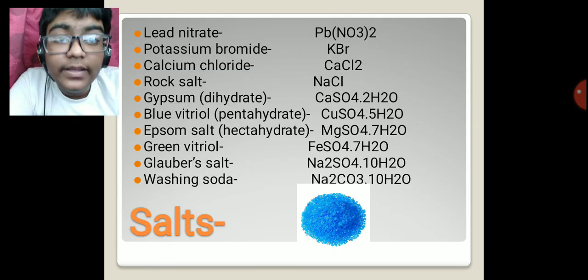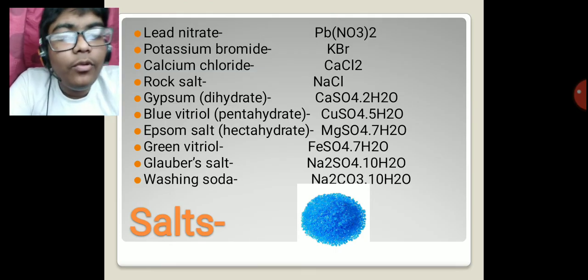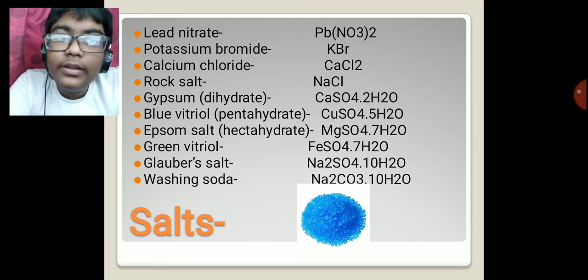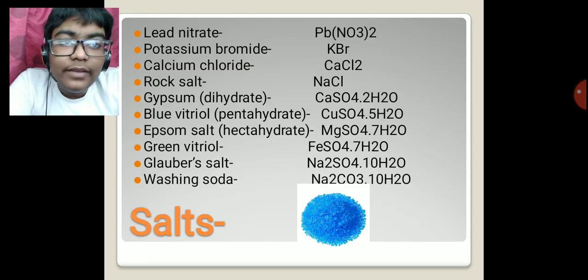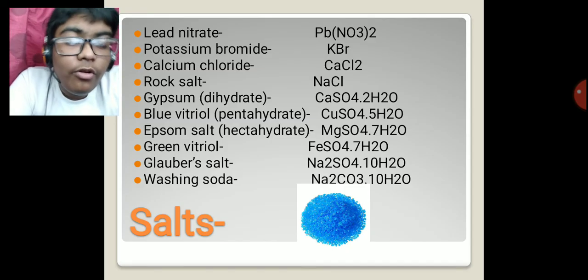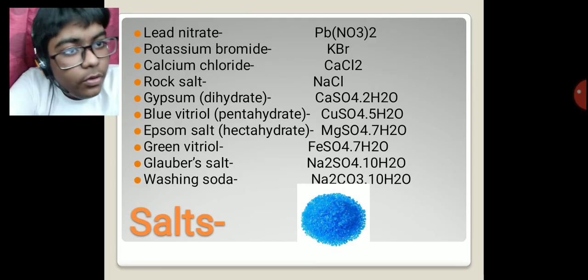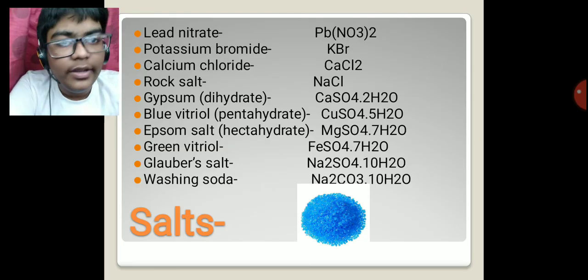Salts: you have lead nitrate, that is Pb(NO3)2, potassium bromide KBr, calcium chloride CaCl2, rock salt NaCl, gypsum, that is a dihydrate, CaSO4.2H2O, blue vitriol, that's a pentahydrate, CuSO4.5H2O, Epsom salt, that's a heptahydrate, MgSO4.7H2O, green vitriol, that is FeSO4.7H2O, Glauber's salt, that is a decahydrate, which is Na2SO4.10H2O, while washing soda is again a decahydrate, which is Na2CO3.10H2O.